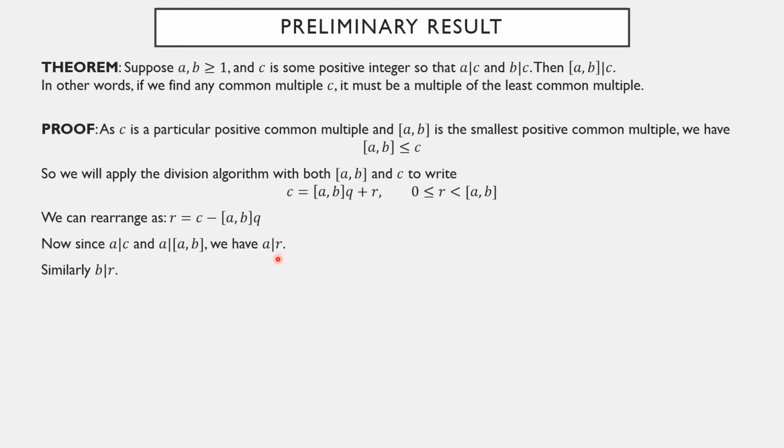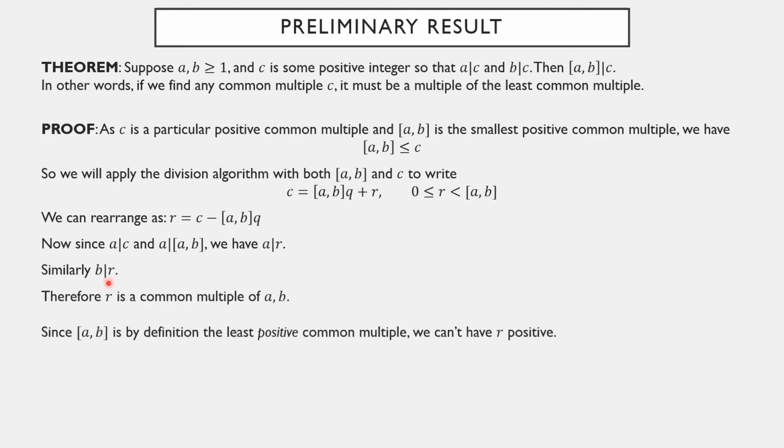You can do the same work using B instead of A. B is a factor of C. B is definitely a factor of the least common multiple, therefore it's a factor of any linear combination, specifically R. So B is also a factor of R. R is therefore a common multiple of A and B. R is a multiple of A, R is a multiple of B.